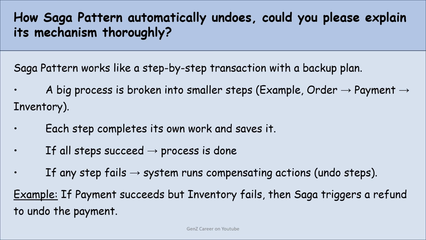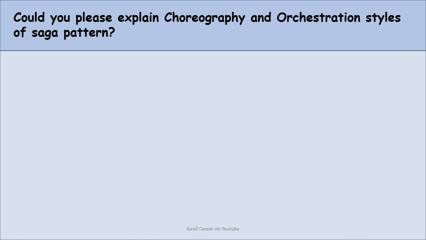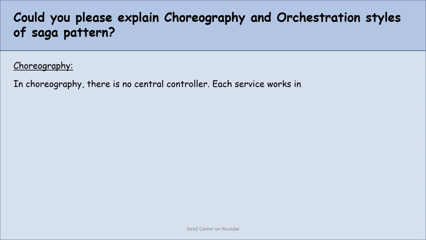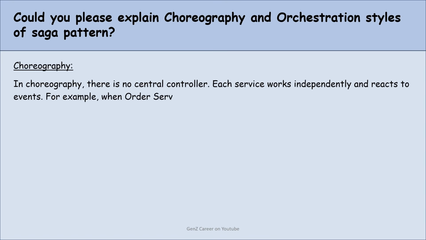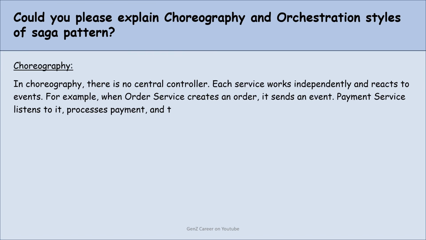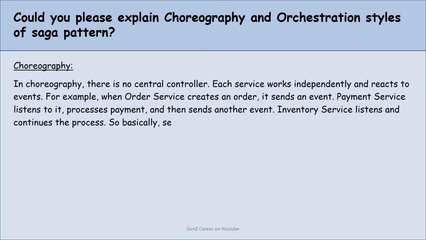Next question is, guys, could you please explain choreography and orchestration styles of Saga pattern? In choreography, there is no central controller. Each service works independently and reacts to events. For example, when order service creates an order, it sends an event. Payment service listens to it, processes payment, and then sends another event. Inventory service listens and continues the process.